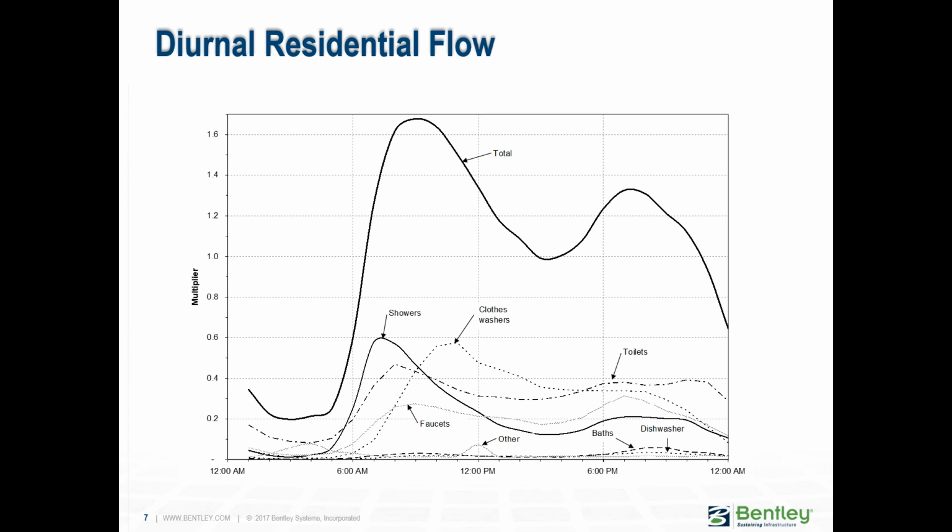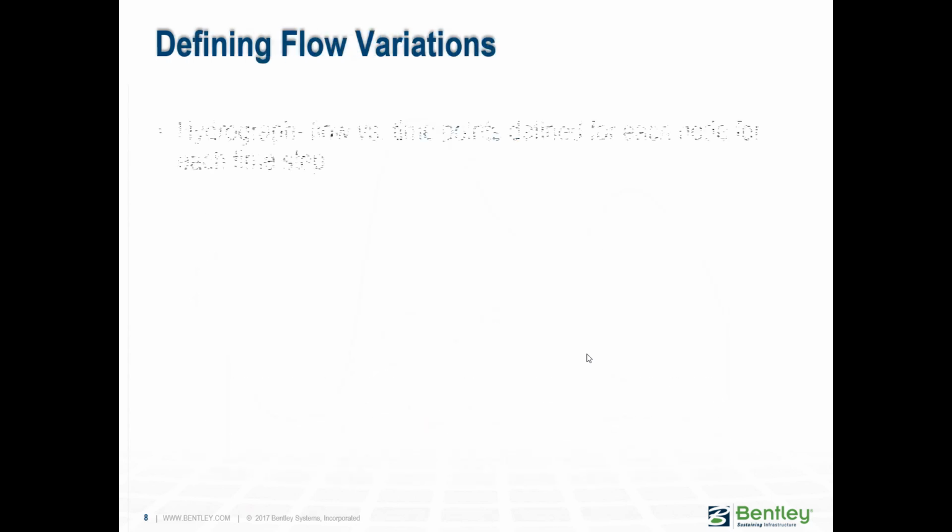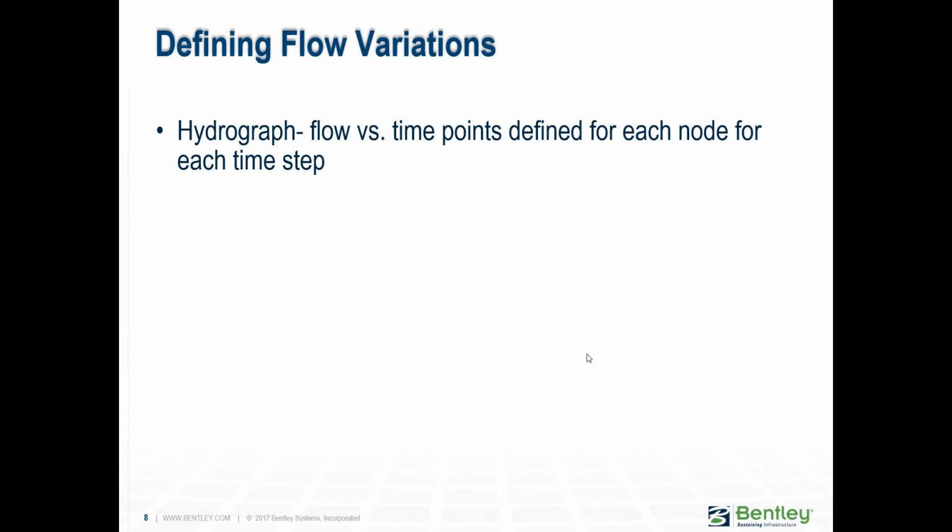So looking at the first thing, coming up with that diurnal flow, or what we call in the software a pattern. Here's an example of the components of a typical diurnal residential flow. So showers, washing machine, toilets, dishwasher. And of course, every day is different in every house, and you have to come up with an aggregate pattern. So it isn't 100% precise, of course. It's just our assumption.